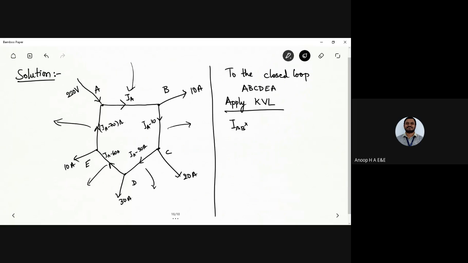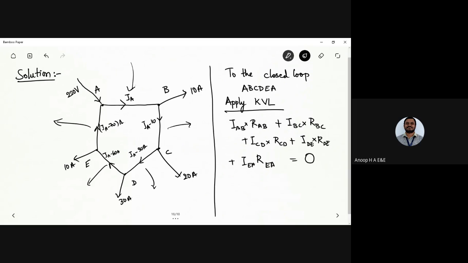IAB into RAB. So you are just multiplying the value of current and also the resistance taken into consideration. Okay, next plus IBC into RBC plus ICD into RCD plus IDE into RDE plus IEA into REA. So that would be equal to 0.